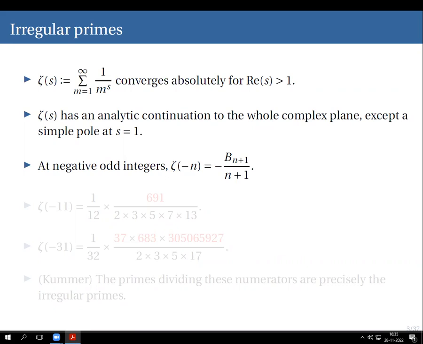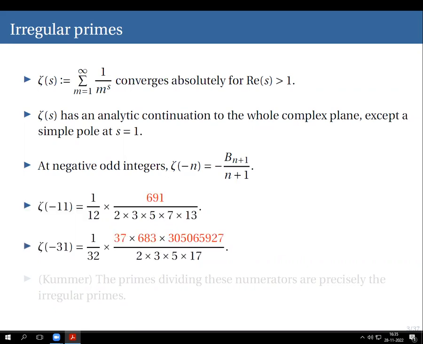So if you just write some down, zeta of minus 11 has this expression, zeta of minus 31 has this expression. I just want to point out that 691 is a prime number. It occurs as the numerator of zeta of minus 11. Zeta of minus 31 has this expression, and the prime numbers in the numerator are 37, 683, and 305065927. And the reason number theorists like these prime numbers goes back to Kummer.